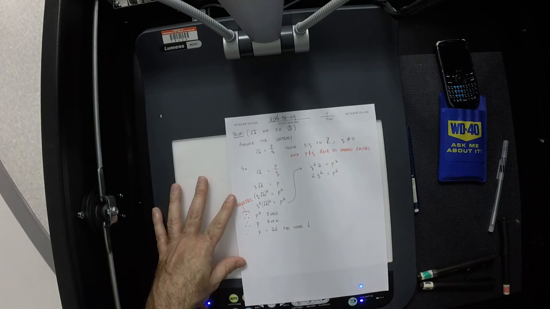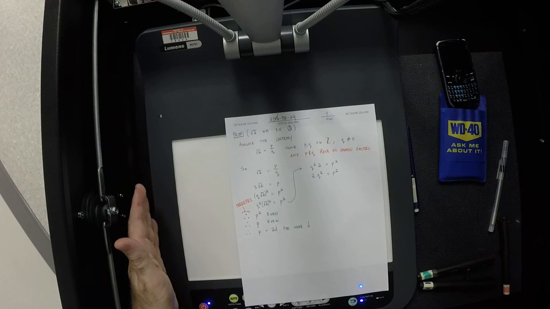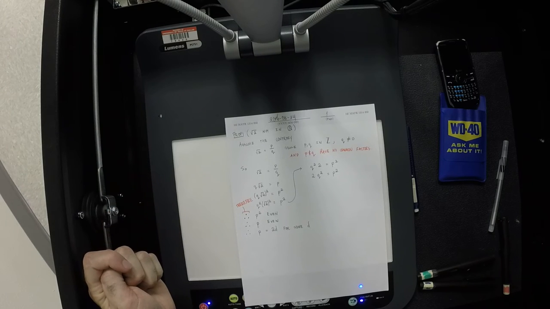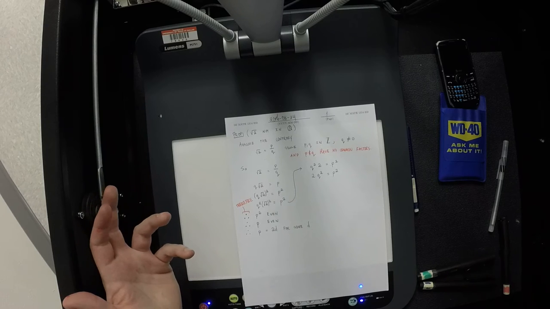Right? That's part of what it means to be even. So 16 is even because it can be written as 2 times 8. 100 is even because it can be written as 2 times 50. The fact that P is even means it can be written as 2 times something.